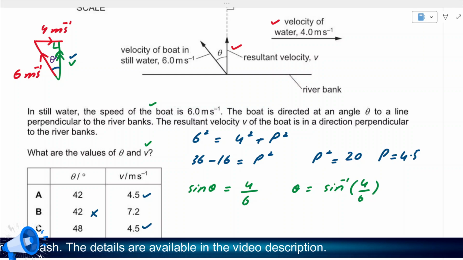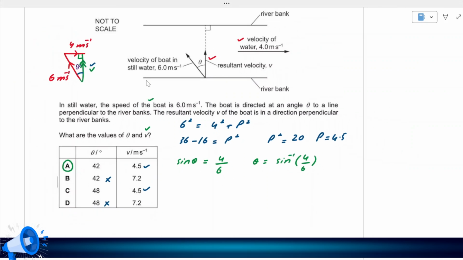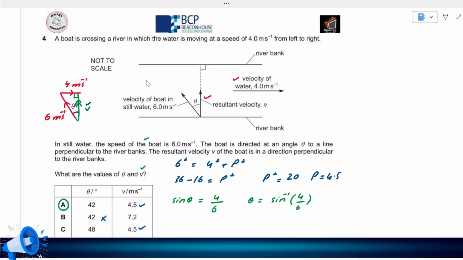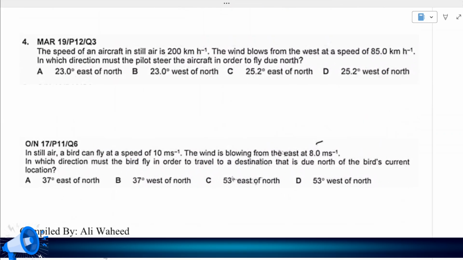So if you hit it on the calculator, you'll be getting 42. So for this one, we have A as the right answer. Let's move on to the next one.